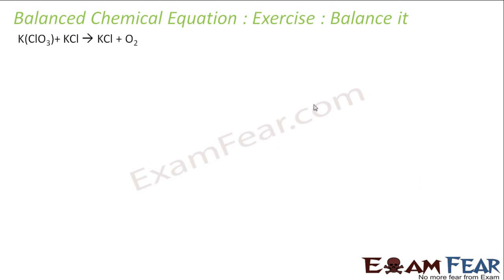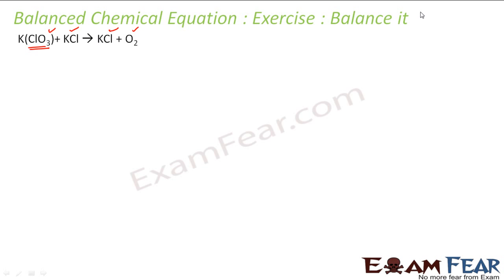Let's take one more example. We have KClO3 plus KCl is equal to KCl plus O2 to balance this. So we'll see any polyatomic thing. ClO3 is a polyatomic thing, but it is not here. So we'll not consider this, correct? Please note, here ClO3 was a polyatomic thing, but it is not there in the product side. So we'll not compare this. So ClO3 is not considered.